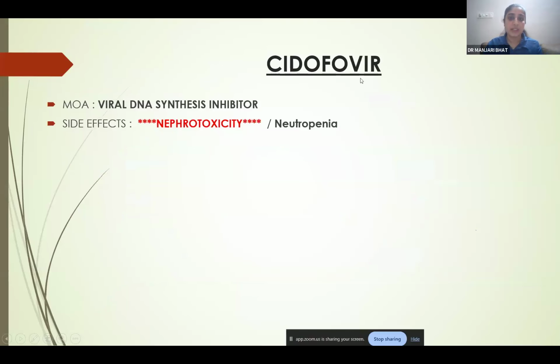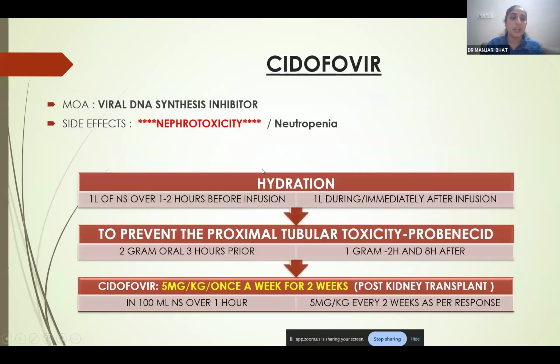Now, cidofovir is the antiviral of choice, which most of the literature tells. It is a viral DNA synthesis inhibitor. Cidofovir itself has nephrotoxicity, and one more side effect is neutropenia. To reduce the nephrotoxicity, it is suggested to aggressively hydrate the patient, that is, 1 liter of NS 1 to 2 hours before infusion and 1 liter during or immediately after the infusion.